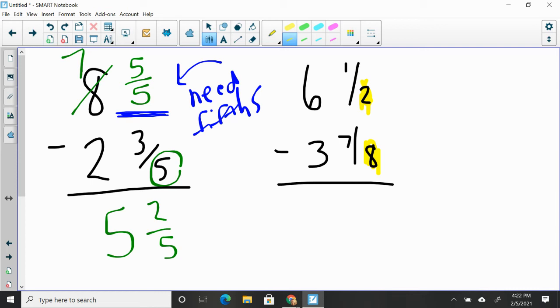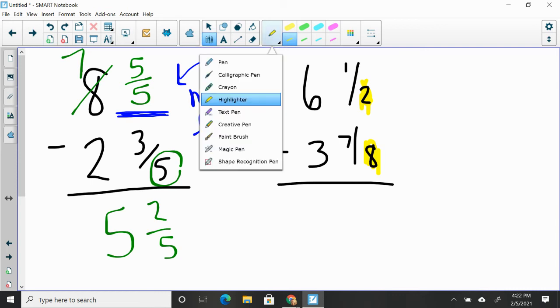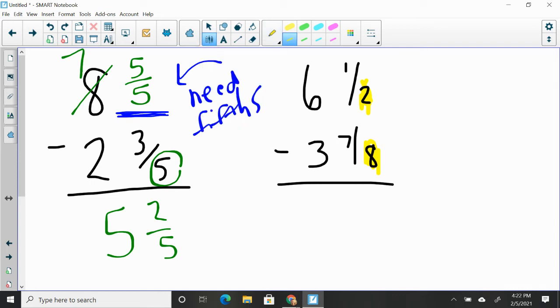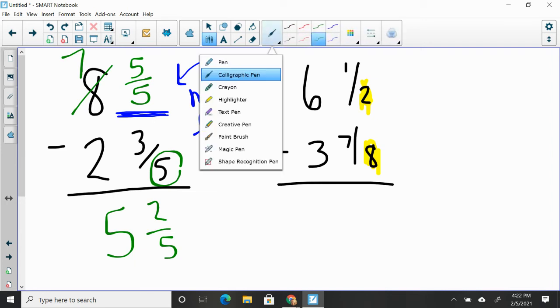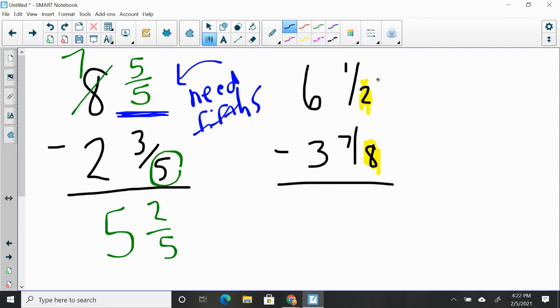So 6 1/2 is going to turn into 6 and 4/8. So 1/2 is equivalent to 4/8. And so now I've got 4/8 minus 7/8, but I cannot do that. I don't have enough 8s up here to do that.